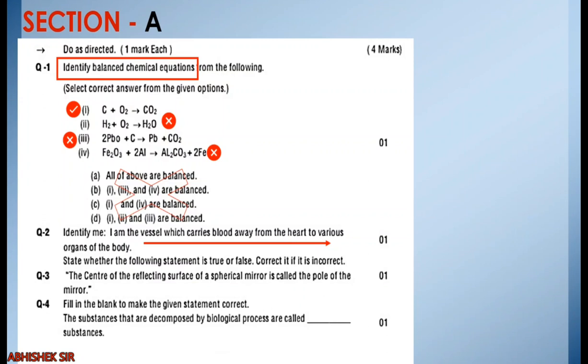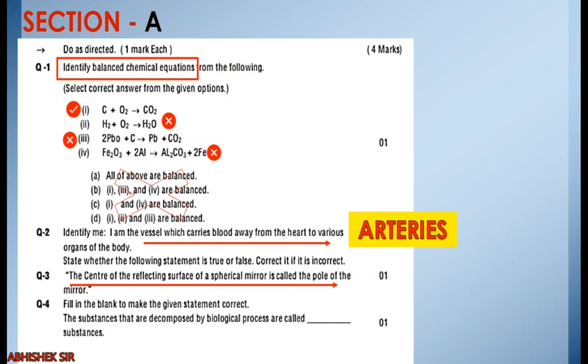Now moving on to the next one. Identify me, I am the vessel which carries blood away from the heart to various organs of the body, and that vessel is known as arteries. Okay, and this was very easy. Moving on to the next one.